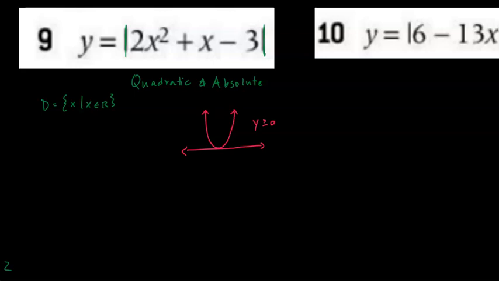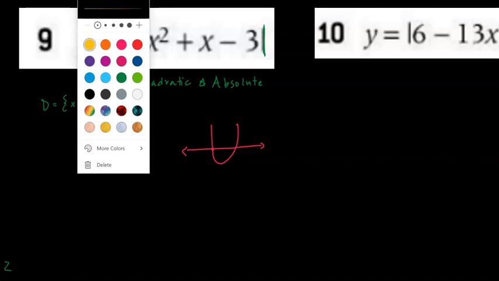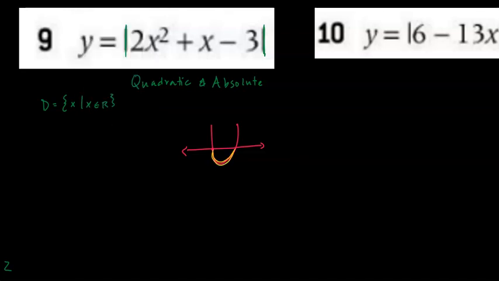But if the parabola is below, then what happens to this little bit right here? This little bit right here is below y equals 0. What's going to happen is it is going to actually reflect over the x-axis, and it's going to now look like that. Okay, and that's what an absolute value quadratic function looks like.